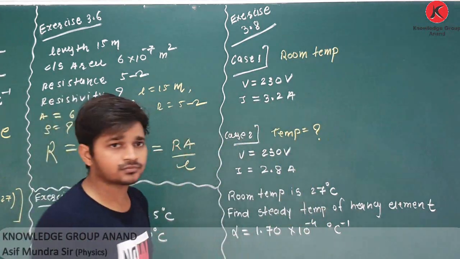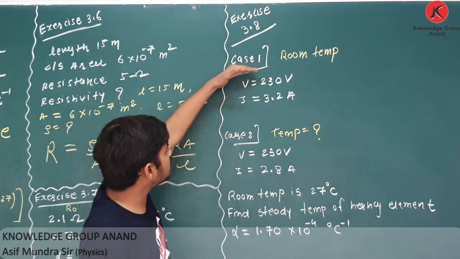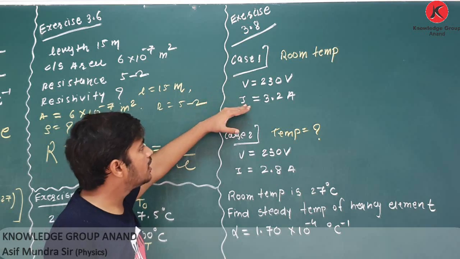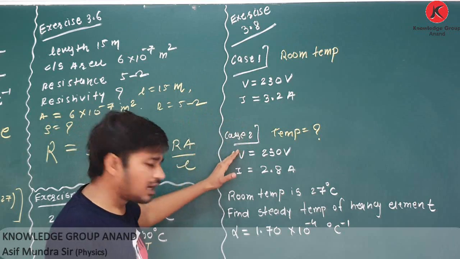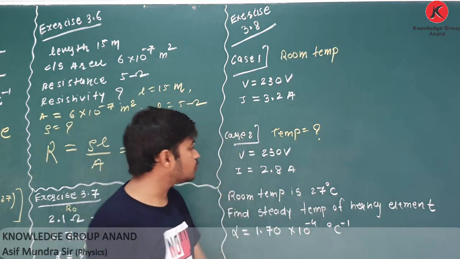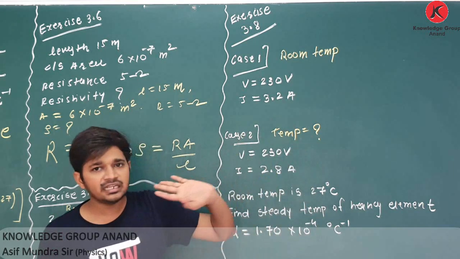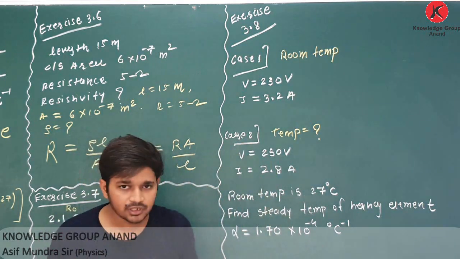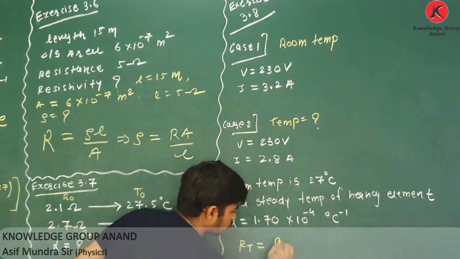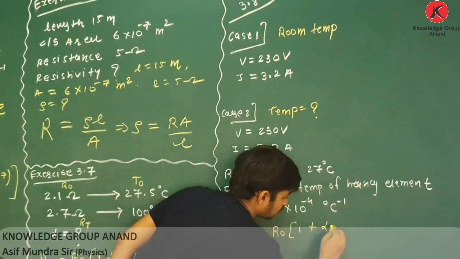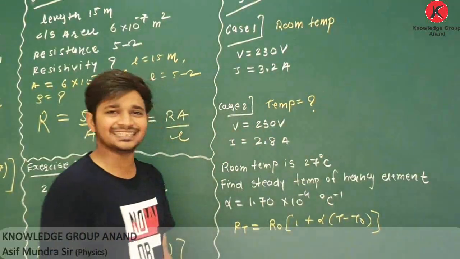Okay, alpha is given. What is data? Again, initially material is at room temperature, connected to 230 volt supply. Current flowing from it 3.2 ampere. At some another temperature, again same voltage, but current is I is equal to 2.8 ampere. Okay. Find steady temperature of heating element. In case 2, what is temperature? Alpha is given. Now see, you know which equation you have to use. This equation. Okay, RT is equal to R0 1 plus alpha T minus T0.